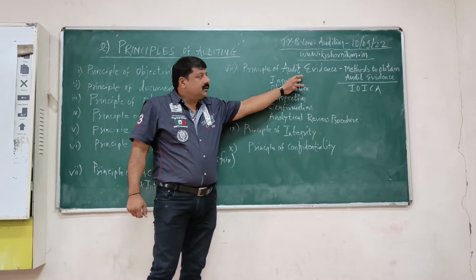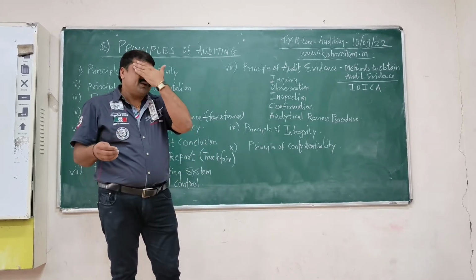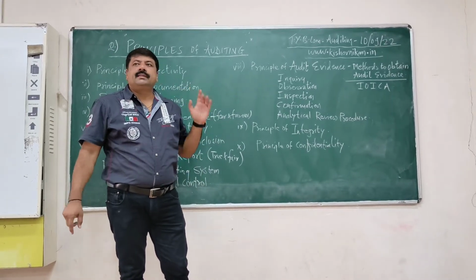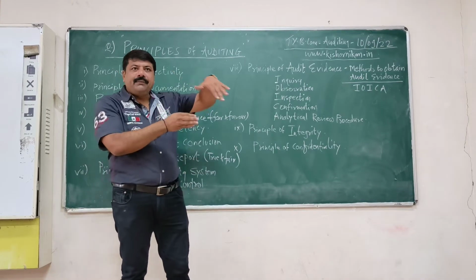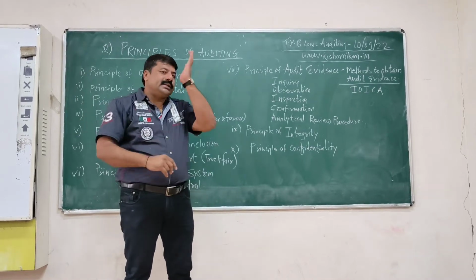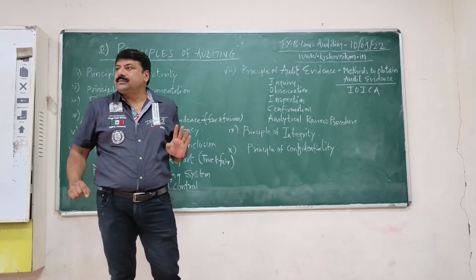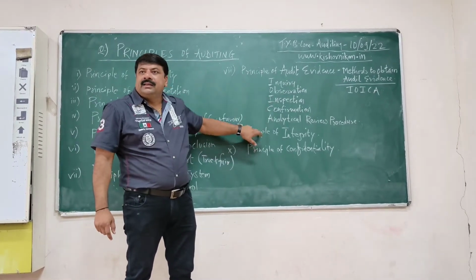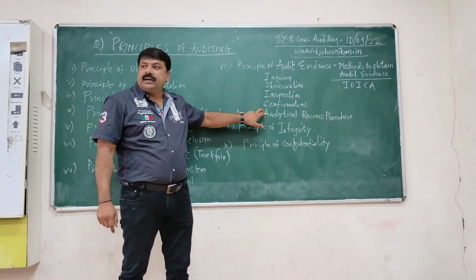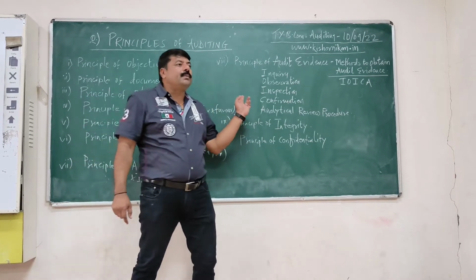Principle of audit evidence. Methods to obtain audit evidence. What is audit evidence? Proof. Proof for accounting entries. Proof for different expenses, incomes, assets and liabilities. That is called an audit evidence. I taught you, internal evidence which originates within organization, external evidence which comes from outside organization. Purchase bill, external evidence. Sales bill given by company, internal evidence. Five methods are there, IOICA: inspection, observation, inquiry, confirmation and analytical review procedure. These are the five methods by which audit evidence will be obtained.